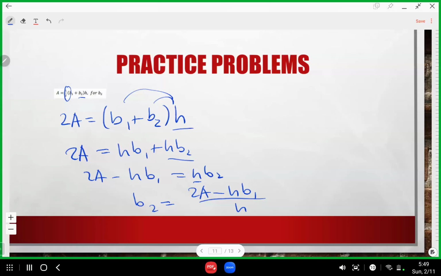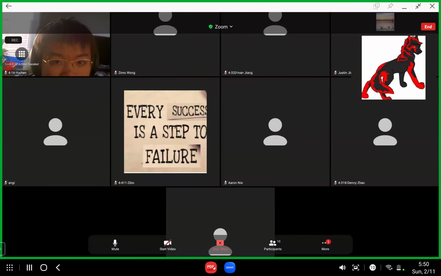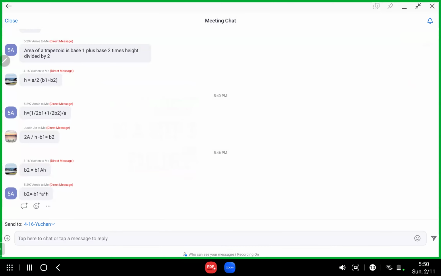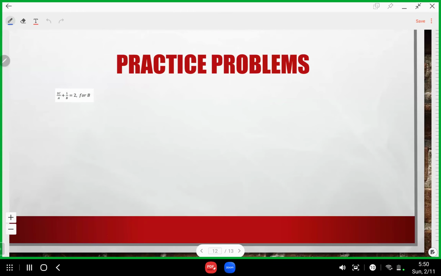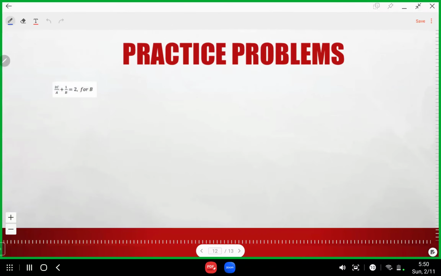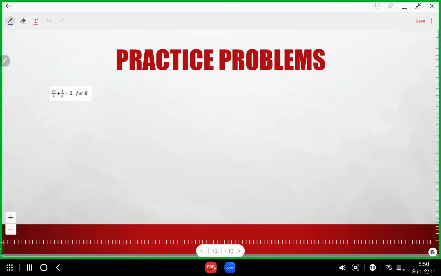So you can see 4 steps. It's a little bit more complicated than the other one, right? Are there any questions on this one? If there are no questions, then I will continue with the third one. This one you have to solve for b. 2c over a plus 1 over b is equal to 2. Solve this one for b.